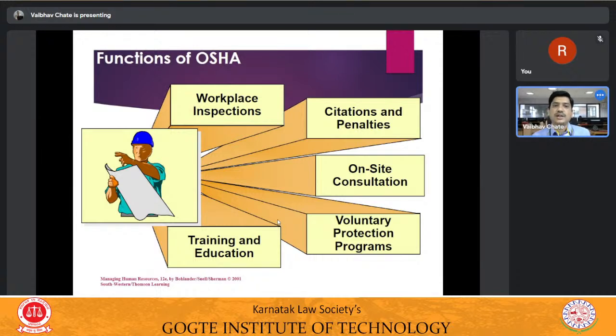So OSHA covers workplace inspection. That is one of the functions covered under OSHA. Apart from that, we are going to go for citations and penalties. If some observations are there, if some non-compliance report appears, those employers should be laid down with penalties.